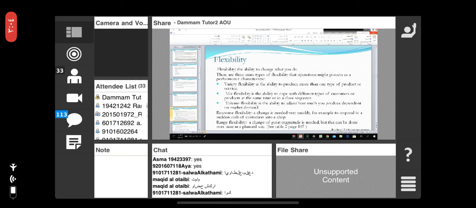Response flexibility, a change is needed very quickly. عرفت؟ يعني انت كل يوم تبيع 50 for example، كل يوم تبيع 50، اذا جاك من يوم من الايام وجاك order 200، right؟ الان تبين الفلكسبيليتي عندك، right؟ Are you able to respond to the customer or not?